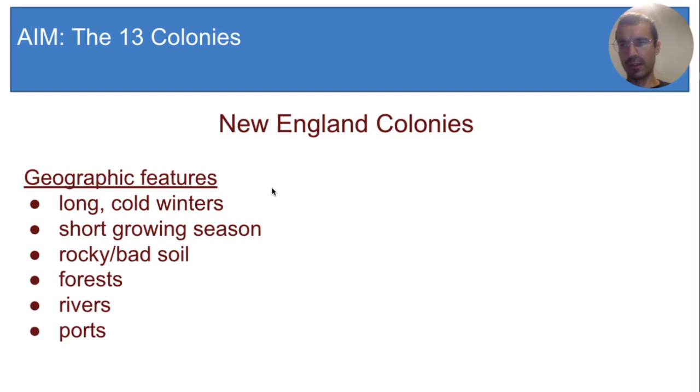On the other hand, there were a lot of forests, lots of fast-moving rivers, and excellent ports for ships to sail in and out of that colonists took advantage of.